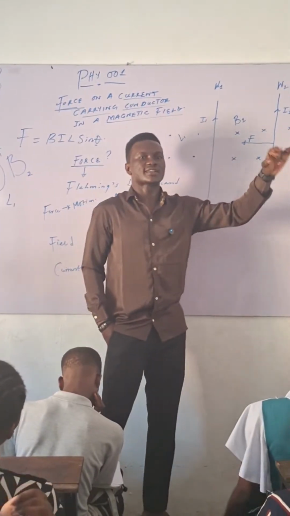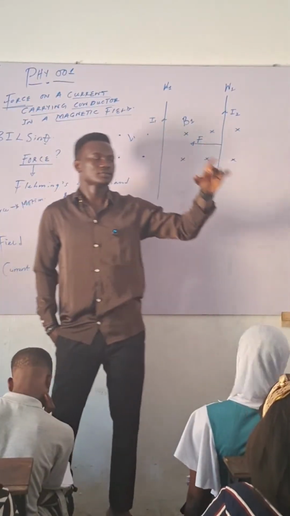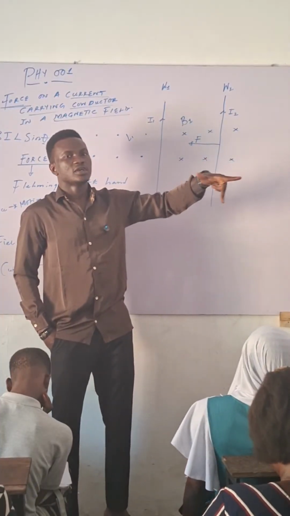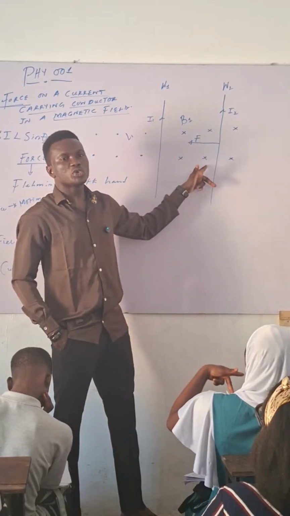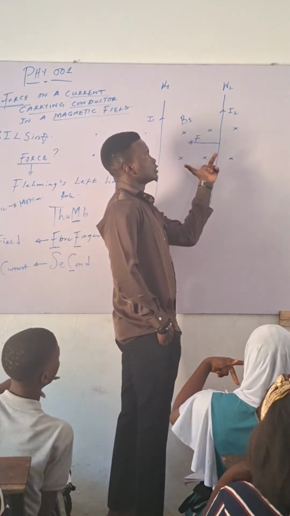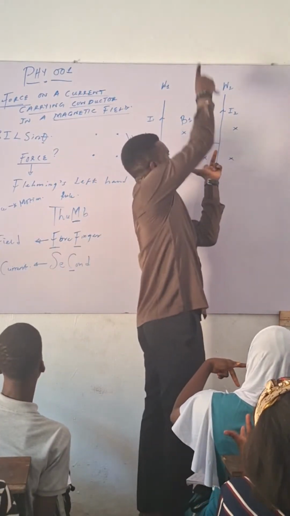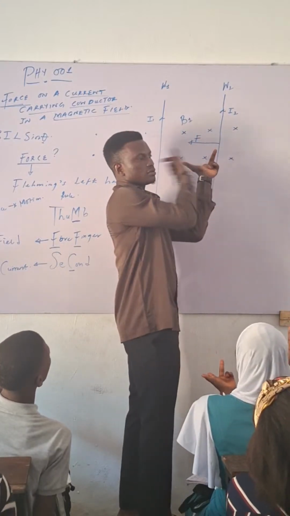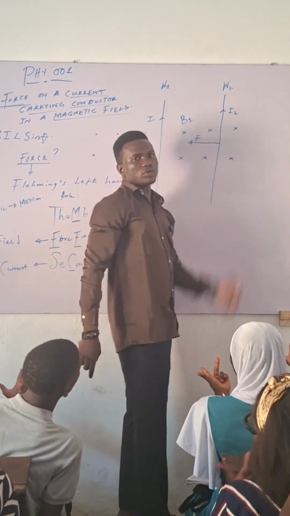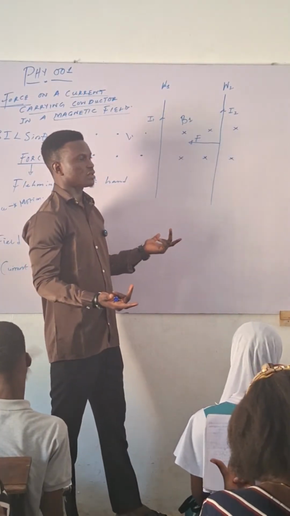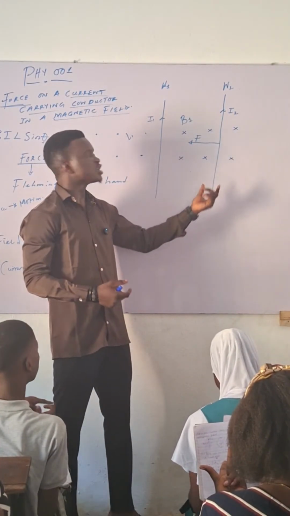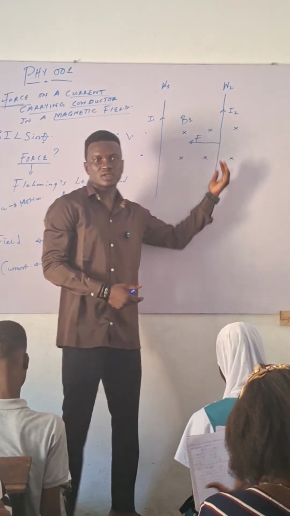Get used to it. Be flexible. So this is it. Now let's do it. Where is the field going? Where is the current going? Then where is my thumb pointing? Can you see now? Yes. So that means this wire will experience a force of pull.